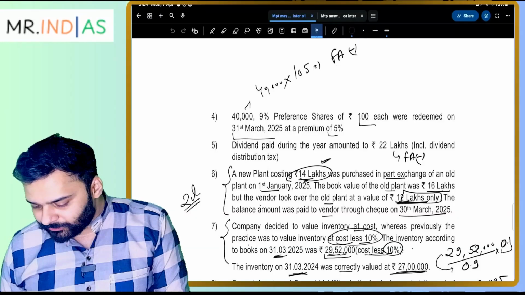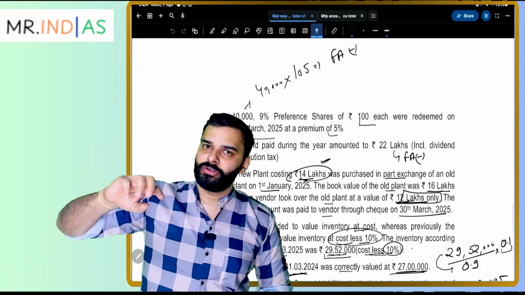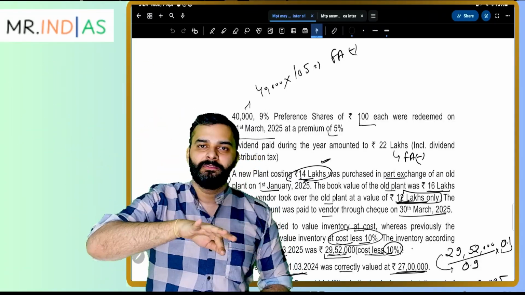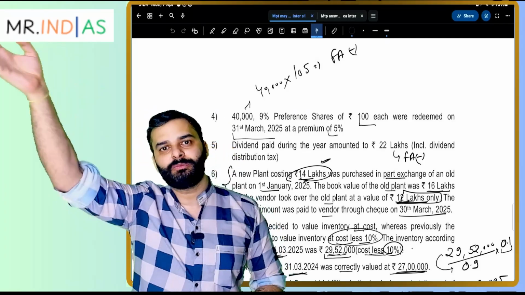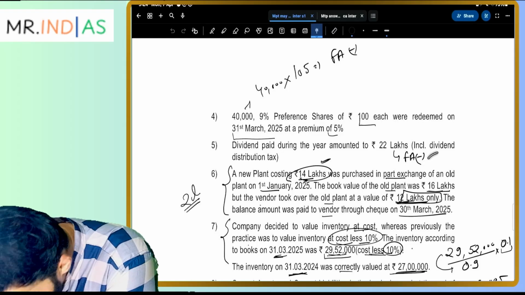Dividend paid during the year amounted to rupees 22 lakh. Since dividend paid is on the amount you had raised by issue of equity shares, dividend paid is also a financing activity, because issue of equity share is a financing activity. Hence the amount of 22 lakh gets deducted from financing activity.